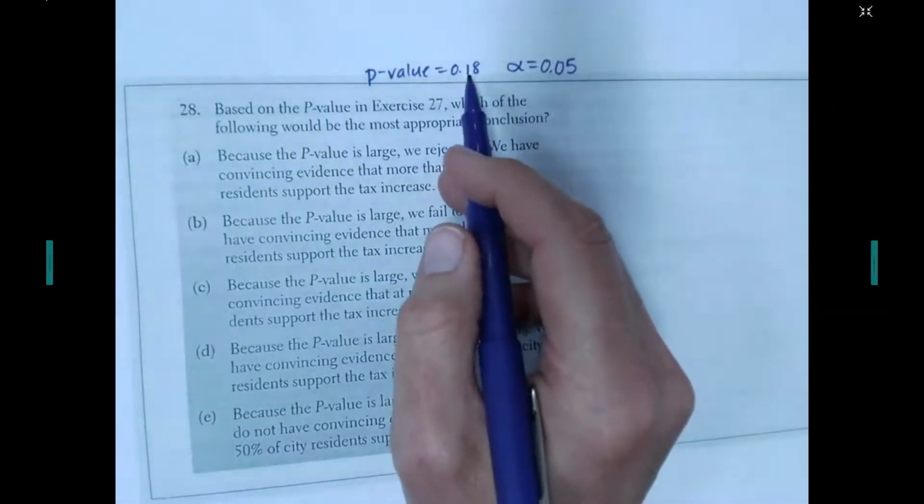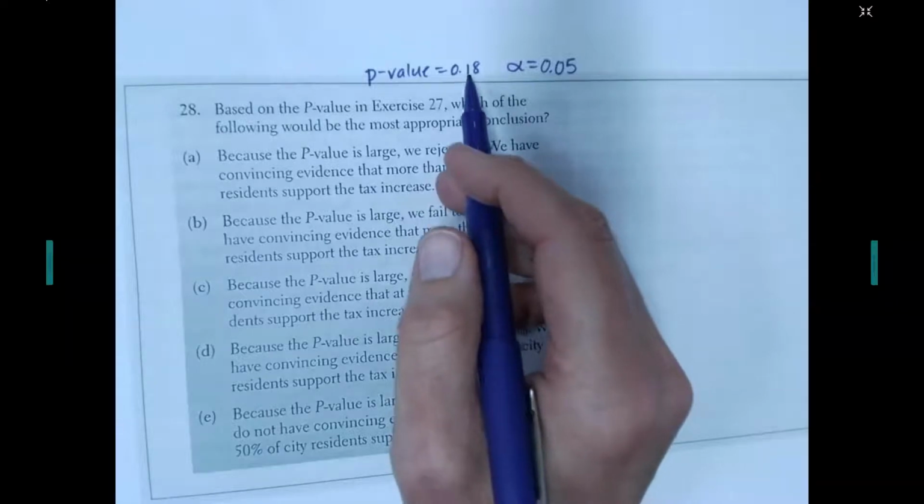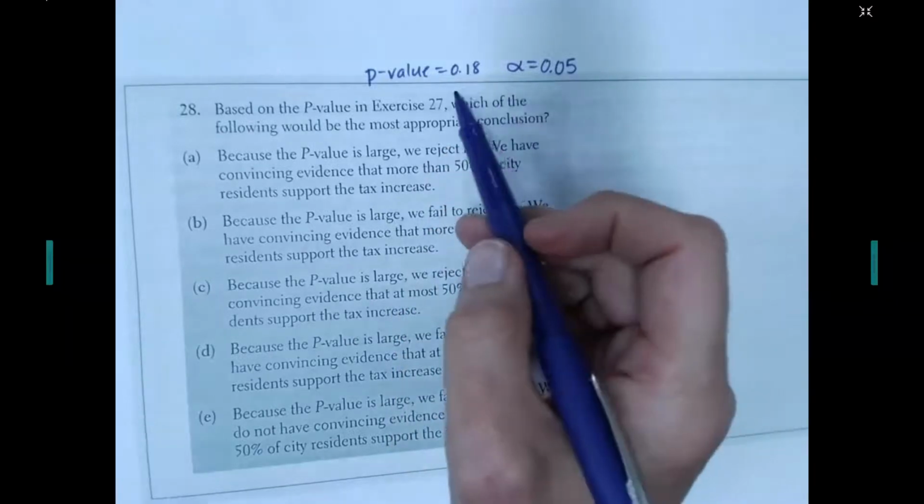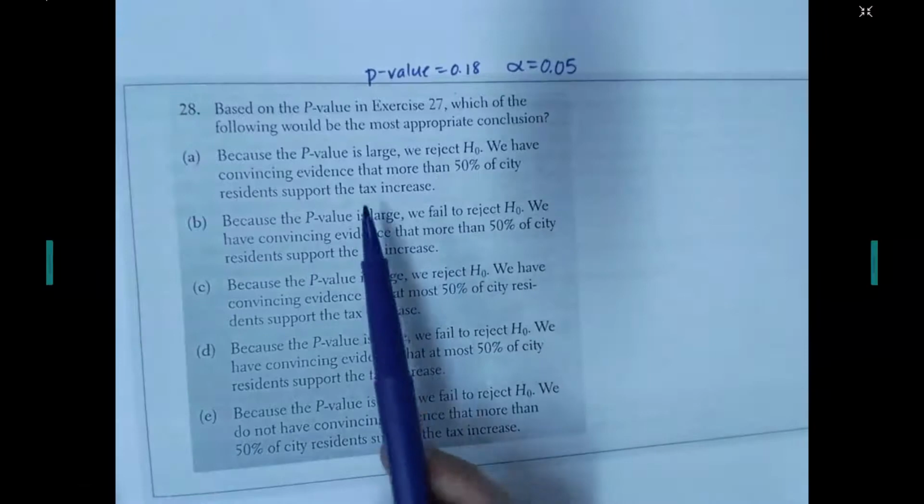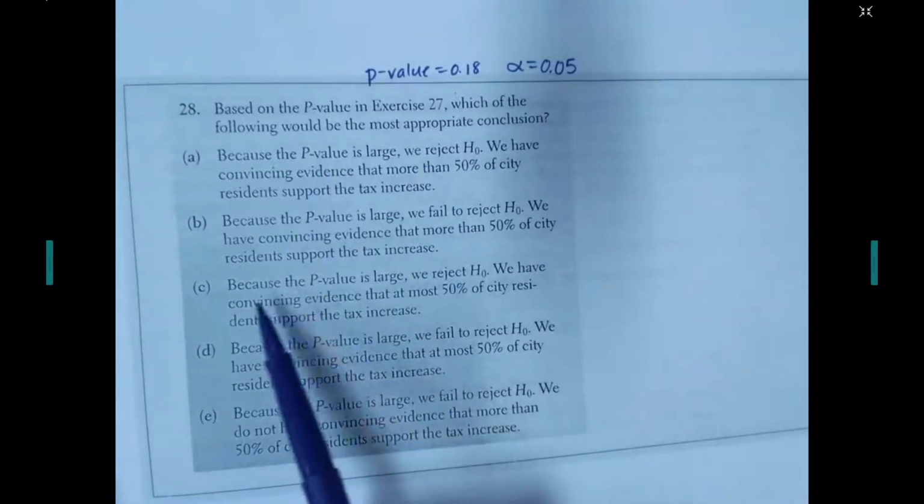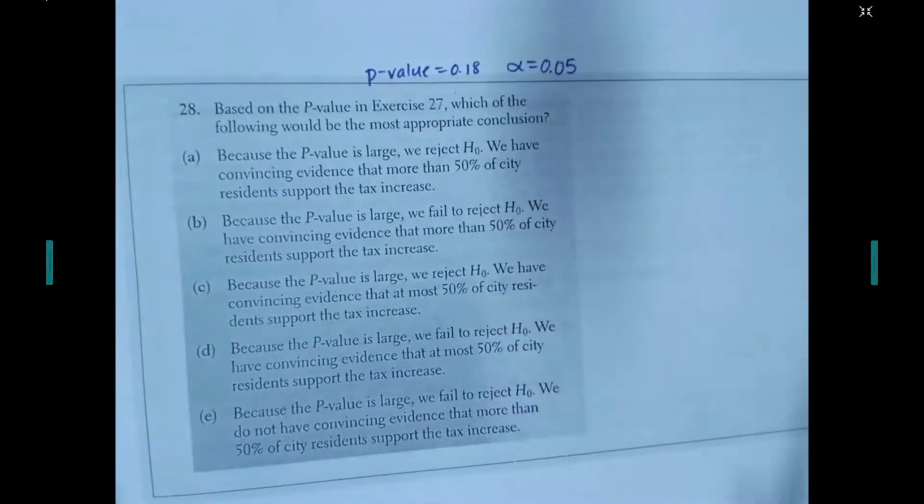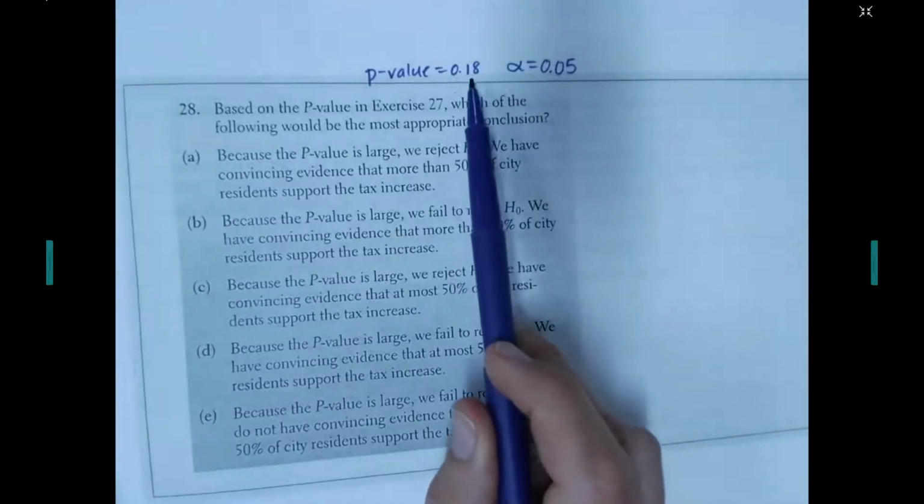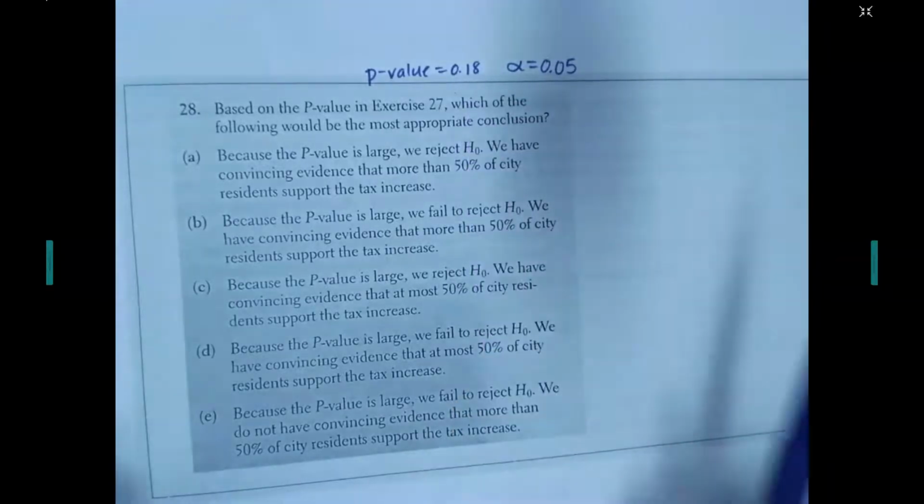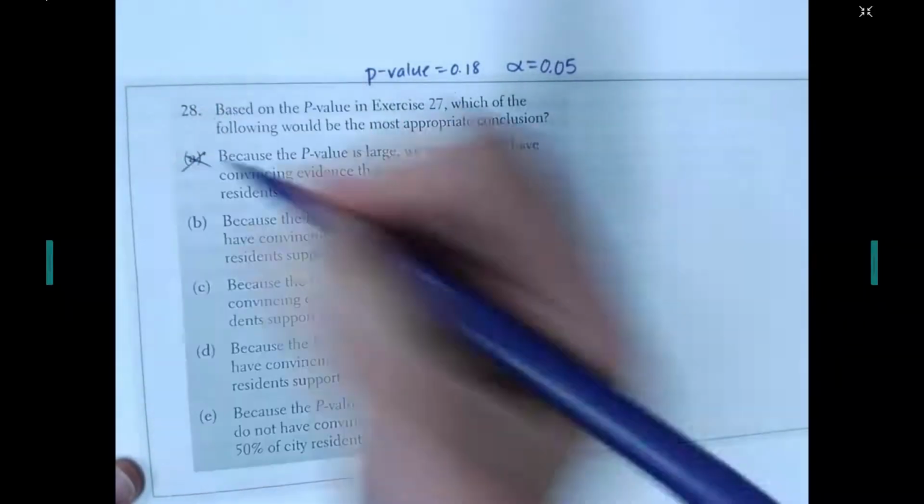So since it's large, I don't have evidence here. Okay, this is definitely a large p-value. Okay, so all of them start out with because the p-value is large. Some reject the null and some fail to reject the null. What should we do? Well, a large p-value means we fail to reject the null. So I can get rid of all the ones that say reject.